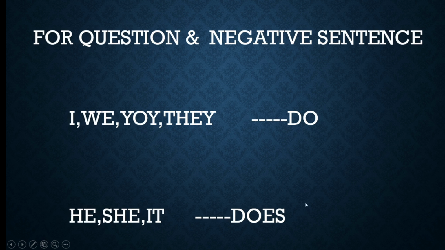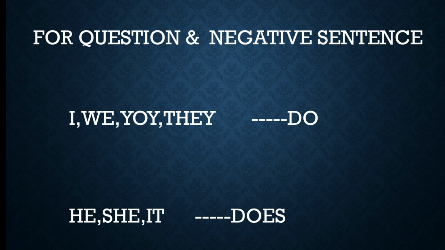This also you should know thoroughly. That is where you will add do and where you should use does. Along with he, she, it, we add does, and along with I, we, you, they, we use do. So for framing a question, you should know where to use do and where you should use does. Similarly for negative sentences also.